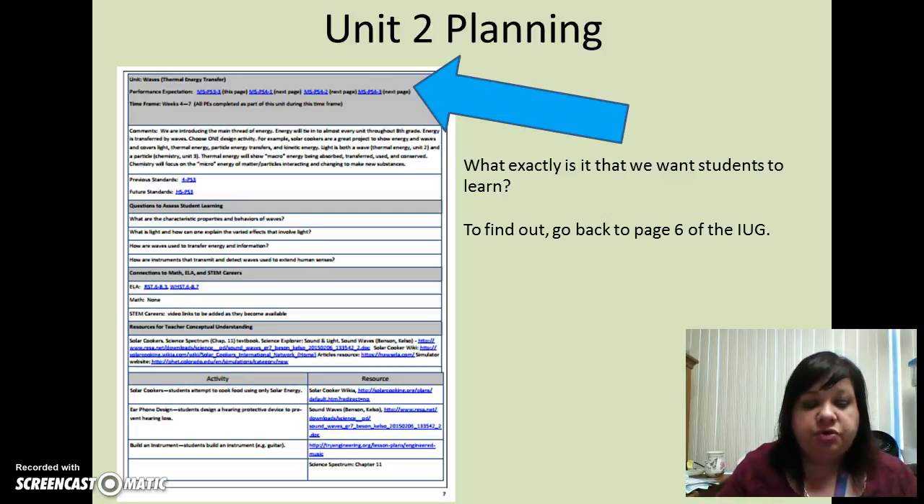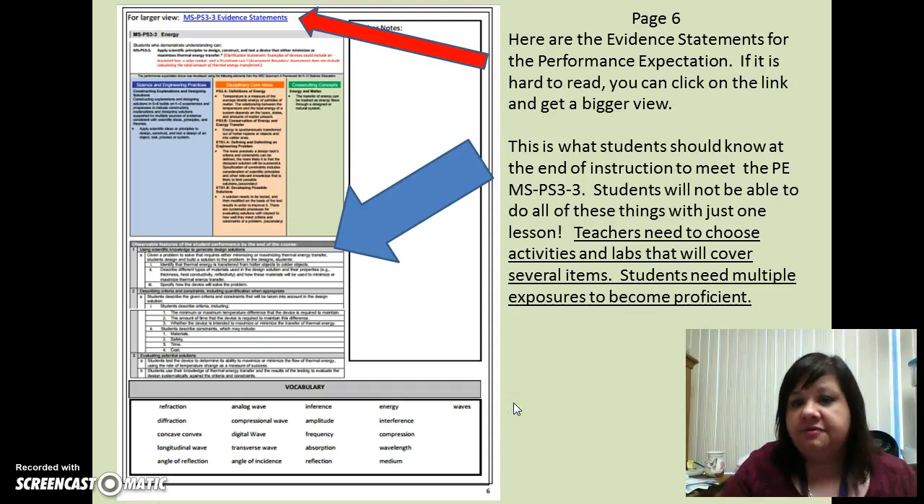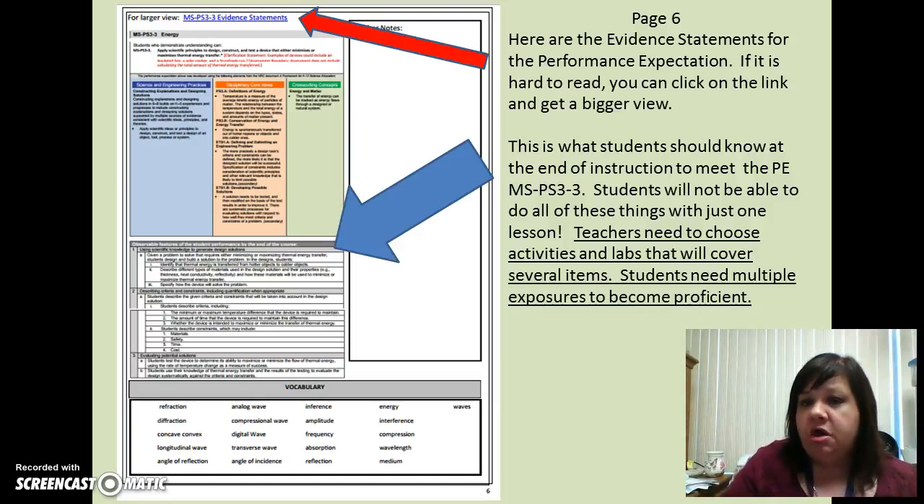I would like for you to go on to page 6 and look at that as we go through this. You can click on the link if you're on the interactive electronic copy and make it a little bigger so you can see what is happening on that evidence statement. You can also look at it on page 6 in the instructional unit guide, but it's a little bit small. The evidence statements are drilled down to exactly what the students should be able to do. And it's important to understand this information right here.